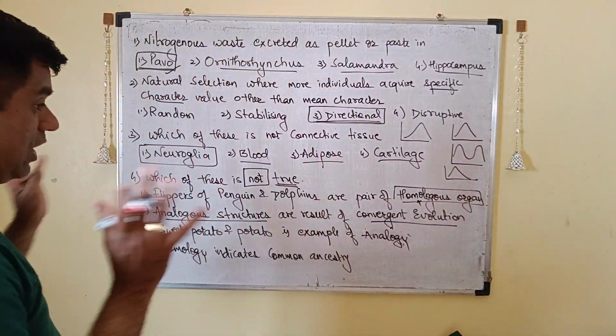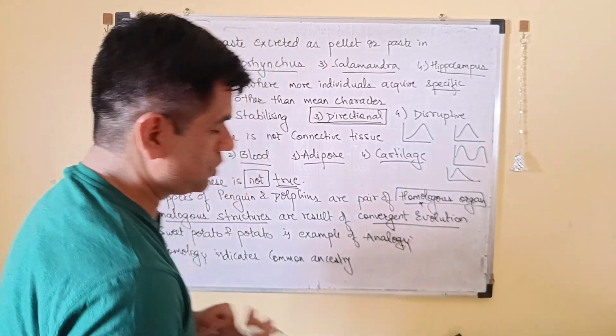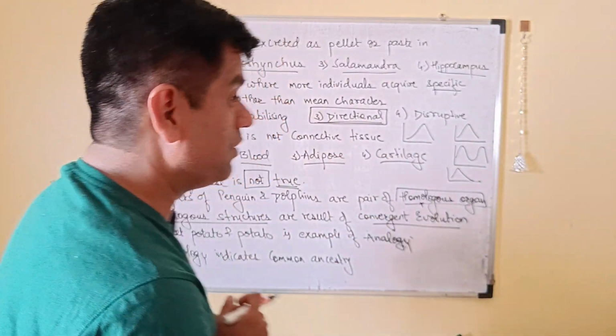So yes, analogous structures go for convergent evolution. We know that homologous structures go for divergent evolution.